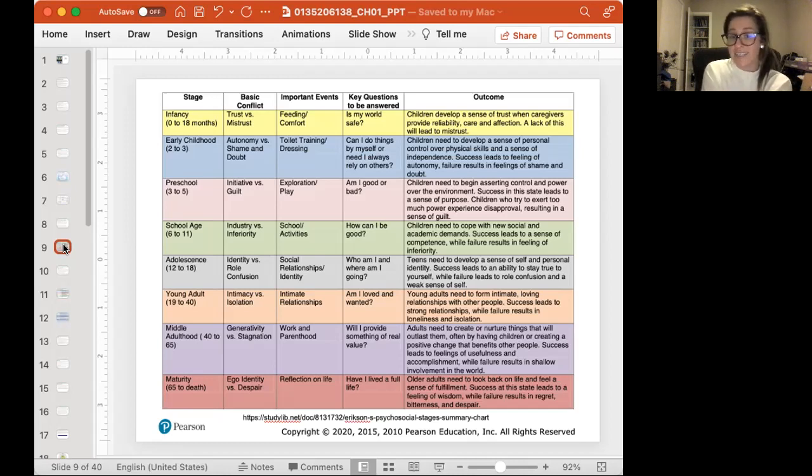Or do you find yourself isolated? Do you find yourself unable to establish intimate relationships and you're alone? You're not necessarily an introvert, but you find yourself alone, or you try to connect, but you don't feel that you can. And so you feel isolated, even if you're in a room full of people, you just don't feel like you know how or can. And so young adults need to form intimate, loving relationships with other people. It's on Maslow's hierarchy of needs, once again, love and belonging. Success in this stage leads to strong relationships, while failure results in loneliness and isolation.